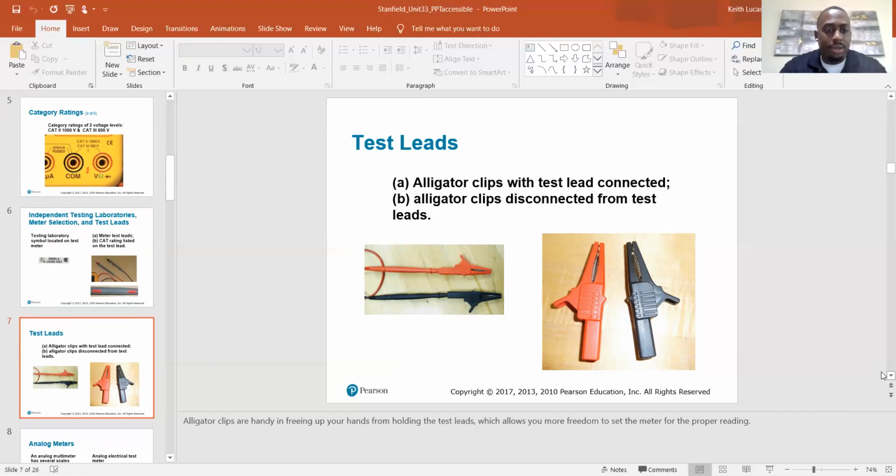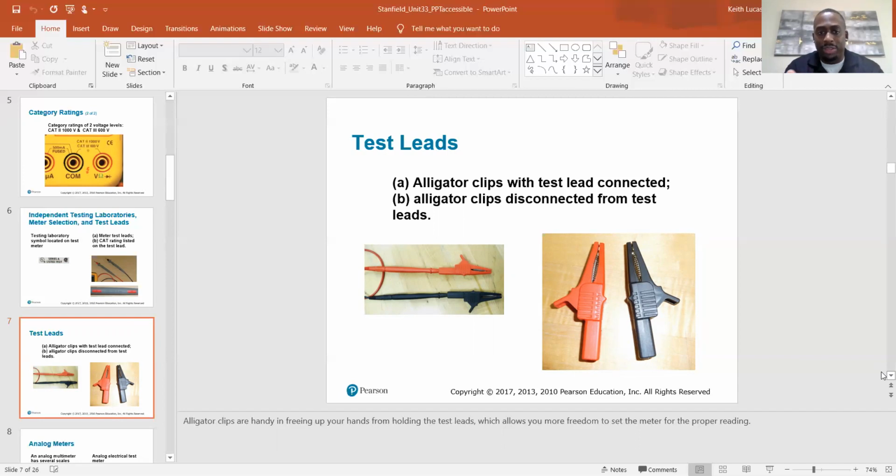Test leads, alligator clips. I like those, they come in handy. Alligator clips are handy in freeing up your hands from holding the test leads, which allows you more freedom to set the meter for the proper reading. I like those because there are times where you want to check, for instance, the startup voltage in comparison to the running volts, because sometimes it starts up a little high or low. When you're trying to check something like that, as soon as you turn the system on, you've got to get your leads in place, and sometimes you can miss that startup voltage.